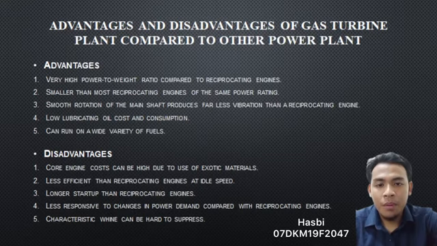Advantages and disadvantages of a gas turbine plant compared to other power plants. Advantages: very high power to weight ratio compared to reciprocating engines, and can run on a wide variety of fuels. Disadvantages: core engine costs can be high due to the use of exotic materials, and it is less efficient than a reciprocating engine at idle speed.